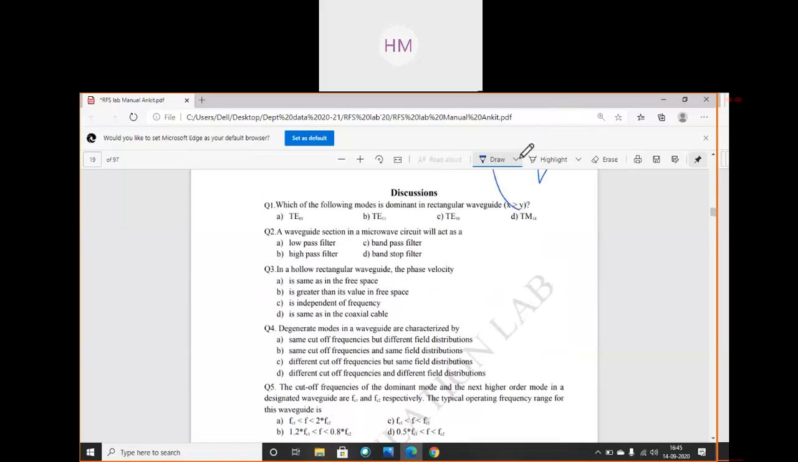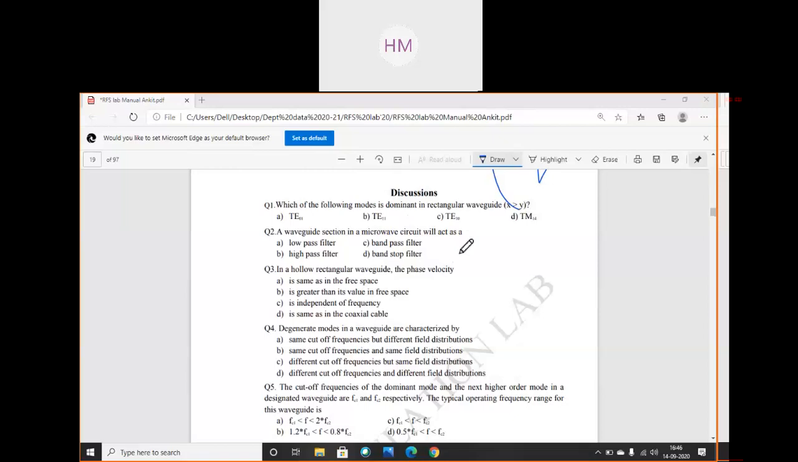Yes, students. TE10 mode. Very good. A waveguide section in a microwave circuit will act as which type of filter? Low pass, high pass, band pass, or band stop? So you should have a thorough knowledge of waveguides, microwave engineering, 1 and 2 both.